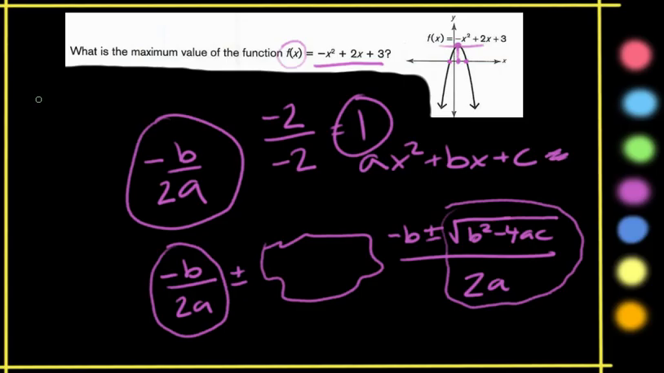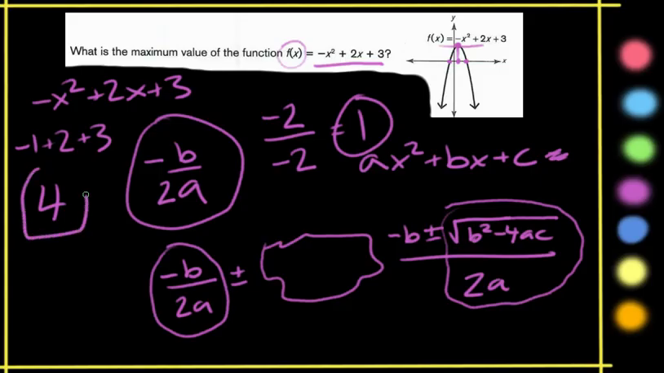So we plug it in. We do minus x squared plus 2x plus 3. We plug in 1 there. Minus x squared is going to be minus 1 plus 2x is going to be plus 2. And then plus 3, this is going to be 4. That's going to be our final answer on this one. Okay, let's go on to this next one.